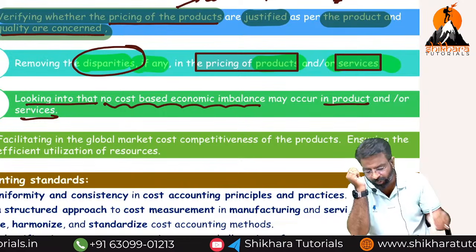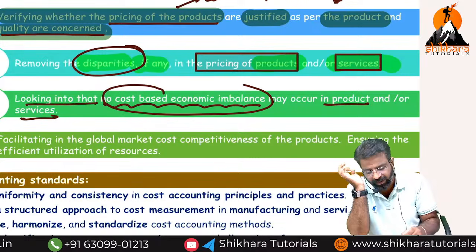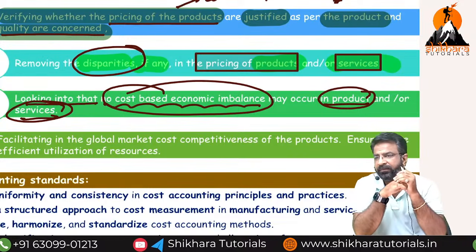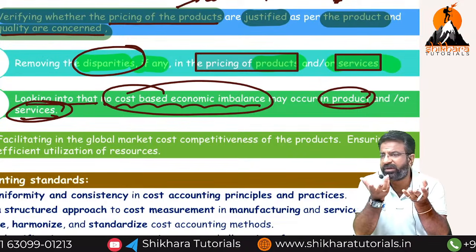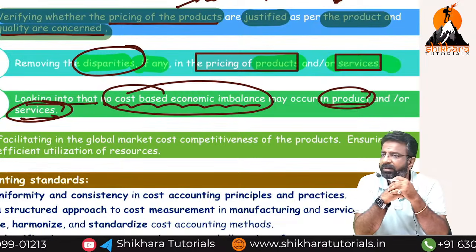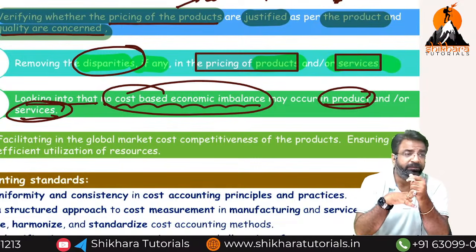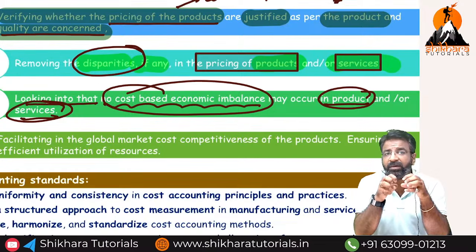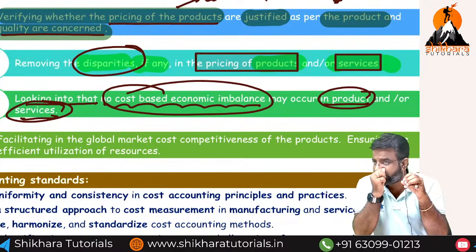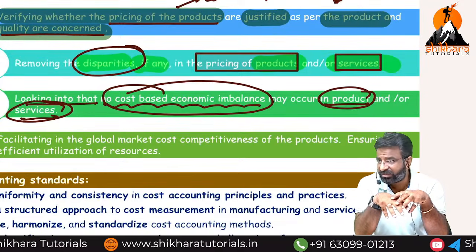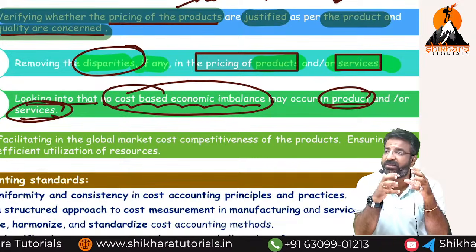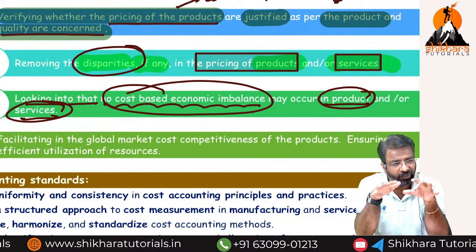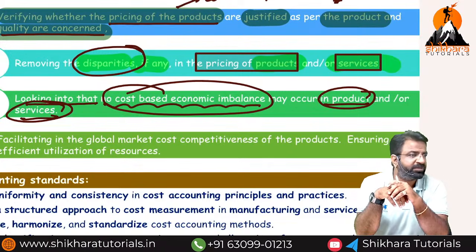Looking into that, no cost based economic imbalance may occur in what? Product or what? Services. Now let's say for example, we have done one concept in our law also called sustainability. What is the concept of sustainability? That we should try and use our natural resources in such a manner, as a which generation? Present generation, so that we can keep something preserved for our which generation? Future generation. That is again the social objective behind regulating the costing of products and what? Services. That is what is there in the third one.